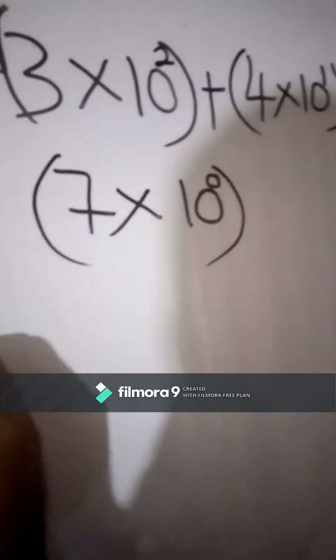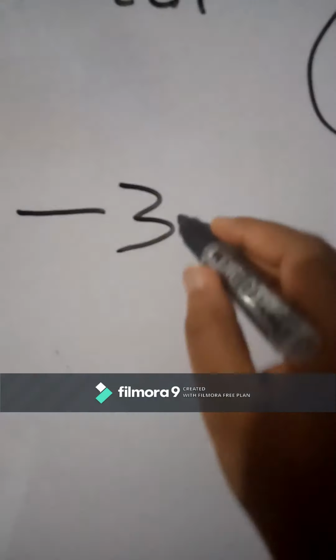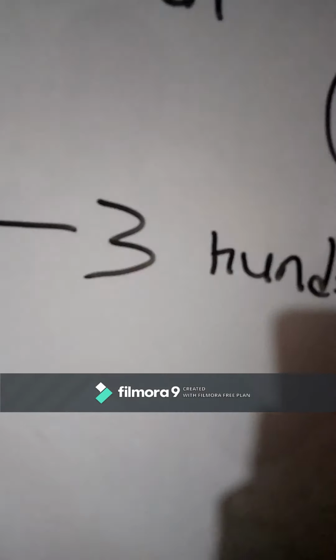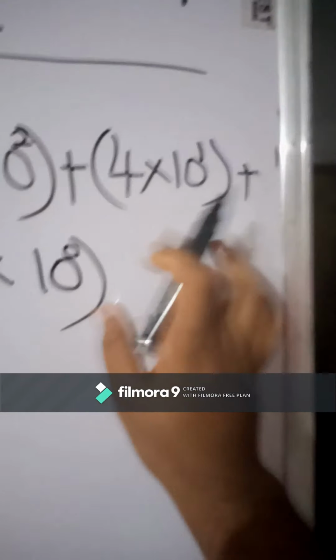So if we now expand it, it is 3. To determine the place value of this 3, 10 to the power of 2 is what? 10 times 10, which is 100. So this one is 300. The next one is 4. 10 to the power of 1 remains 10. So we write it as 410.